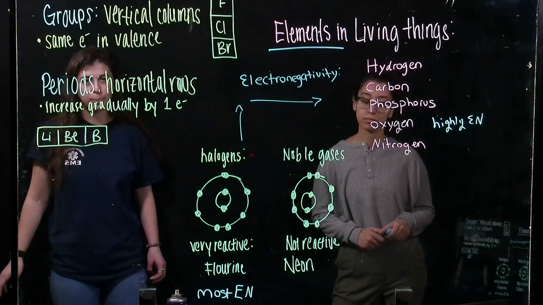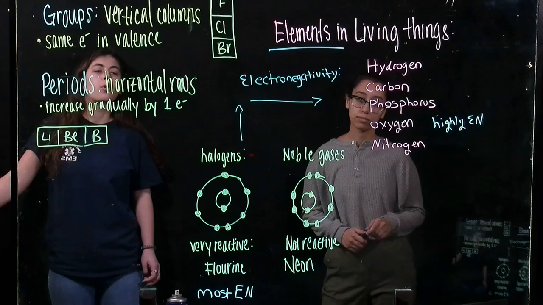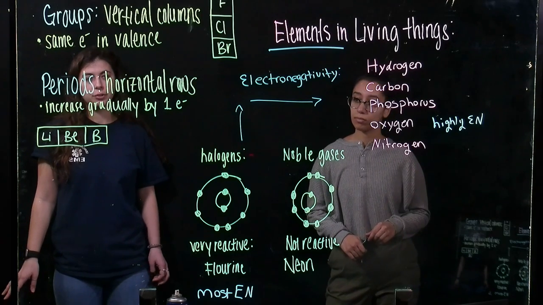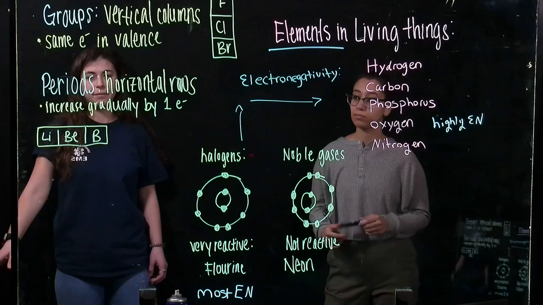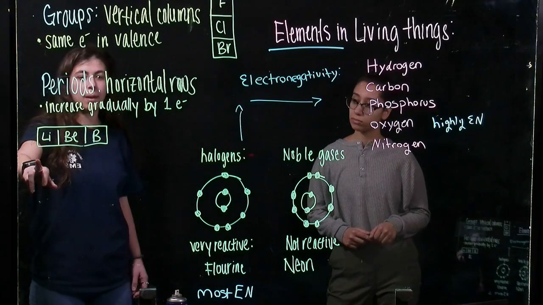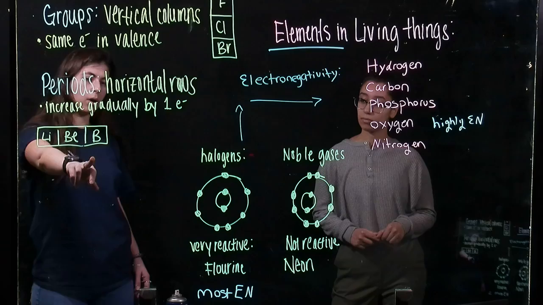Next, we're going to talk about periods. Periods are the horizontal rows on the periodic table, and they increase gradually by 1 electron going left to right. An example of some elements in a period are lithium, beryllium, and boron.